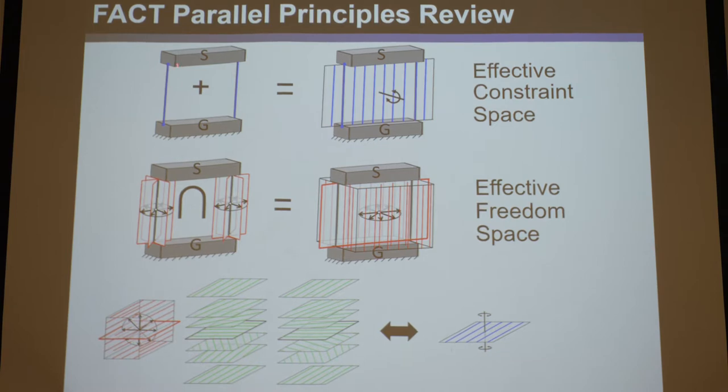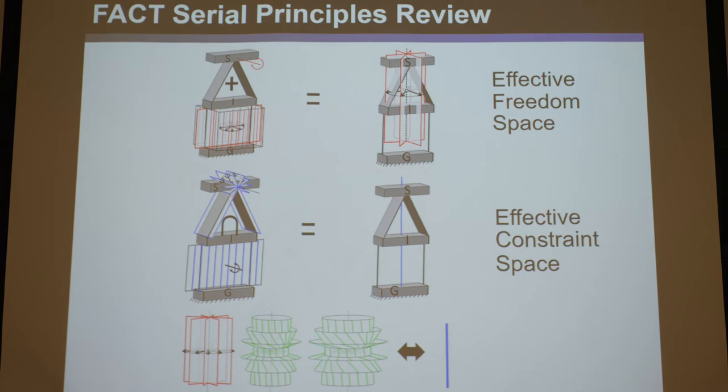And they basically say, I'll remind you, if you have constraint spaces arranged in parallel, you add them. And freedom spaces arranged in parallel, you find the intersection. And it's the opposite in serial scenarios: freedom spaces in series, you add them, and constraint spaces in series, you find the intersection. So it's the exact opposite of parallel, and it's important to keep those principles in mind, because now we're going to hop back and forth between those principles when dealing with hybrid systems.